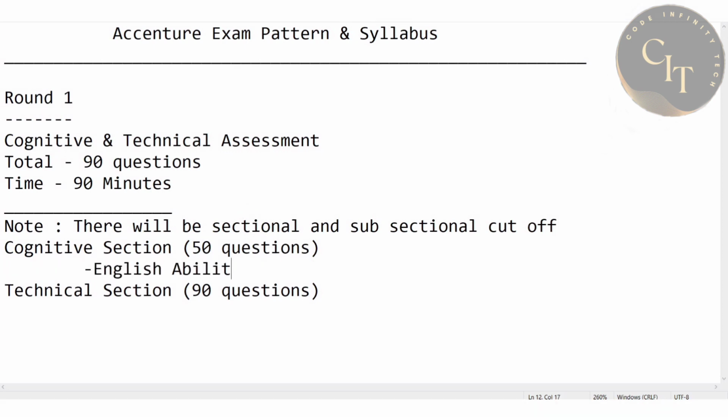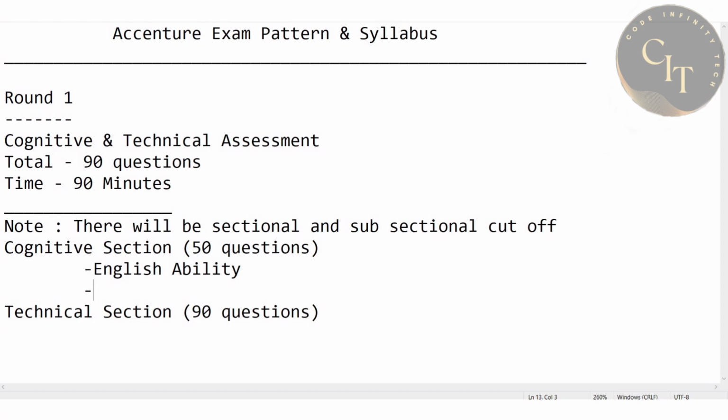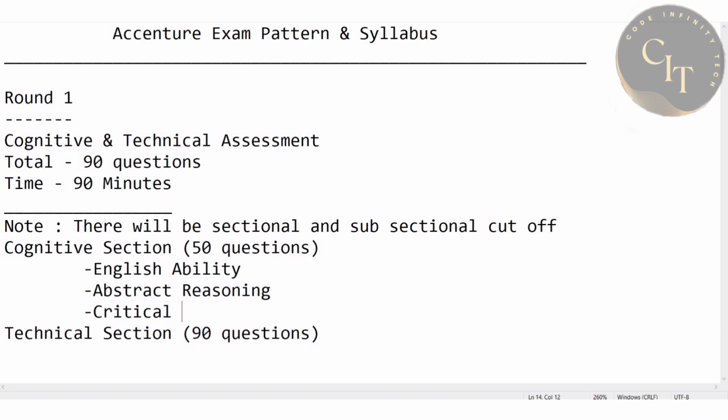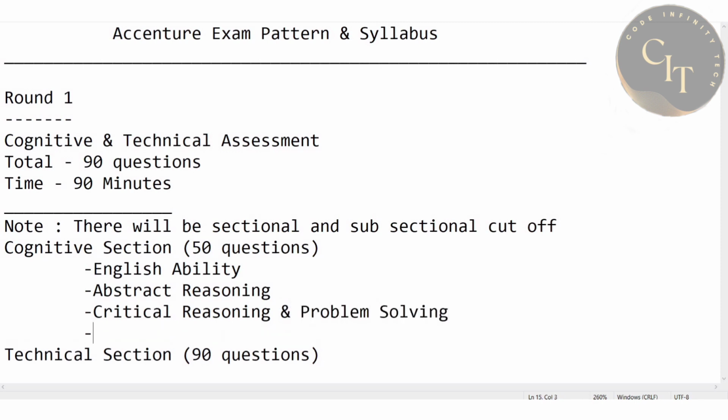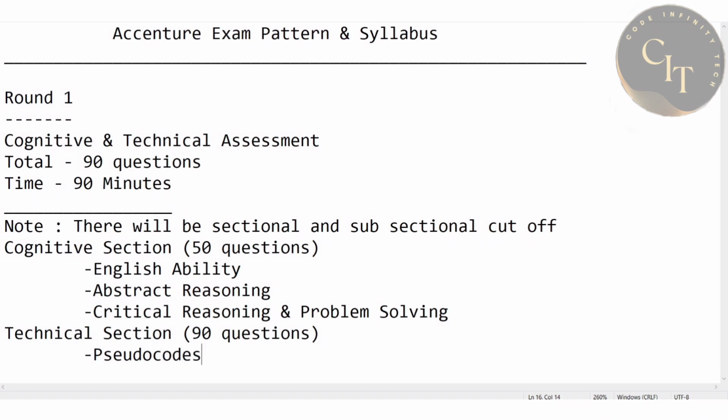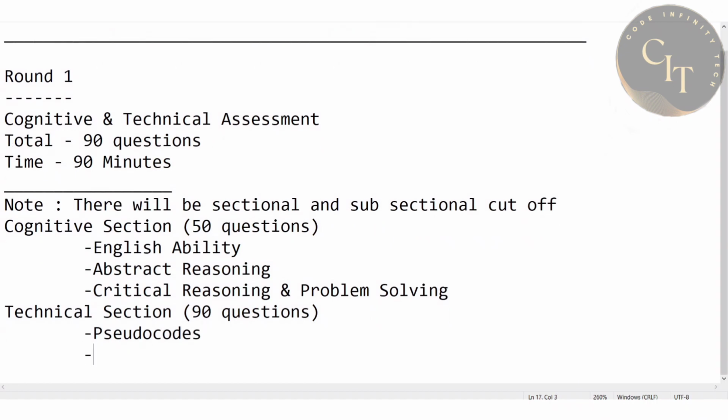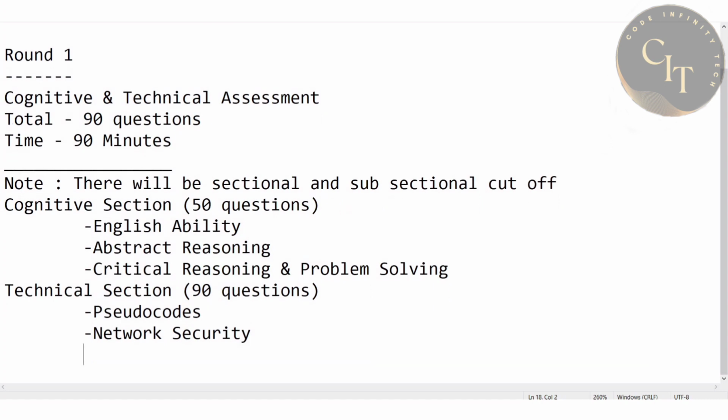Now let's see what subsections are there in the cognitive section. Firstly I'll discuss all the subsections, and later I will discuss the topics in each subsection. Coming to the cognitive section, there will be English ability, abstract reasoning, critical reasoning and problem solving. Coming to the technical section, there will be pseudocodes, where a few codes will be given and you have to predict the output. Then network security, like the computer networking you all may have studied, with fundamental questions on them. I will discuss the topics involved in each subsection once I am done with this subsections explanation.